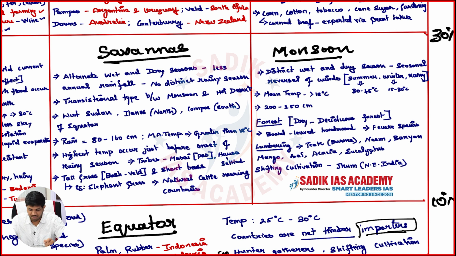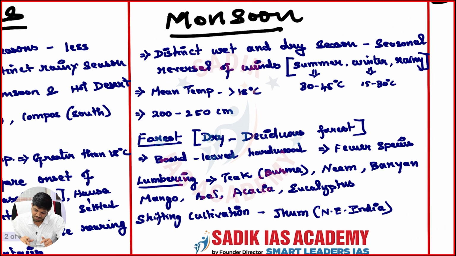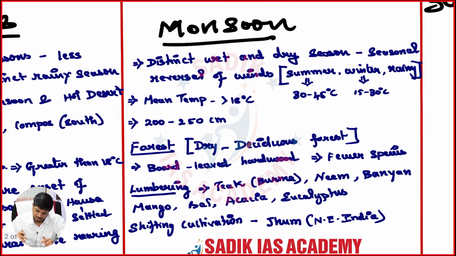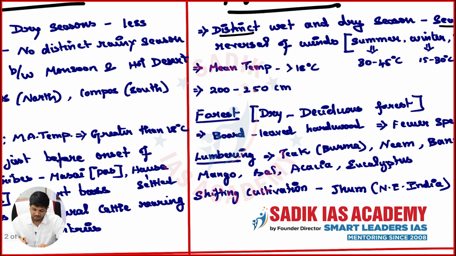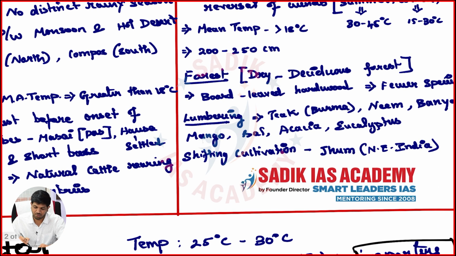India has a monsoonal climate. The monsoonal climate is nothing but seasonal, and it has distinct wet and dry seasons. The seasonal reversal of wind is the important feature of the monsoonal climate. And we have three seasons in the monsoonal climate, which are summer, winter and rainy season.